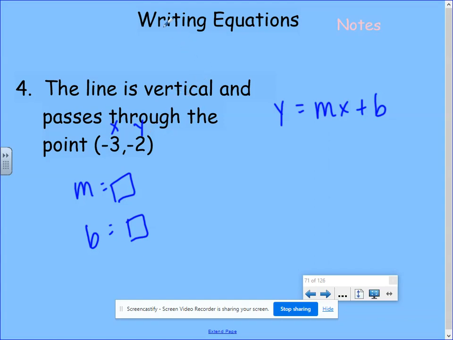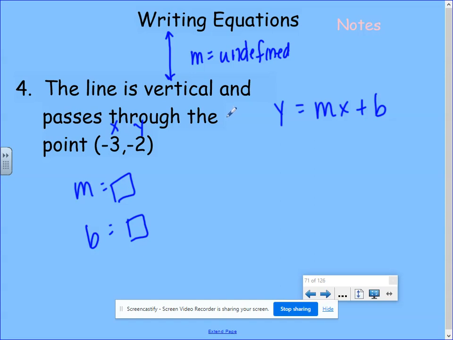Let's use these clues. Well, we know a vertical line looks like this. We know the m is undefined. We know the slope is undefined. Remember, we talked about how if we were doing rise over run, we'd fall right off. So how can we use this information? Time is ticking and we really want to win the game.